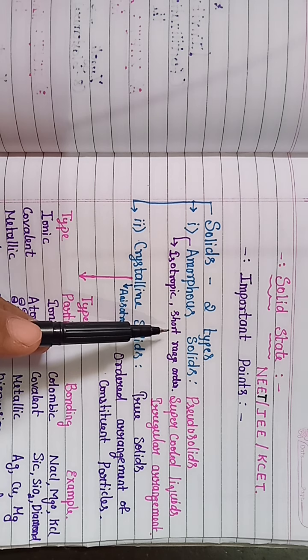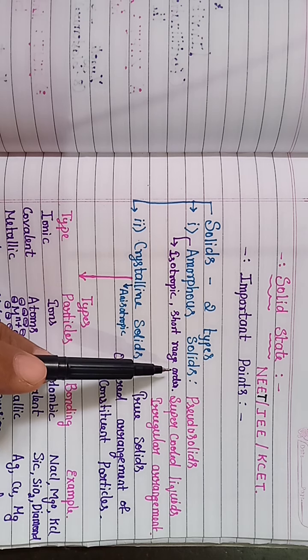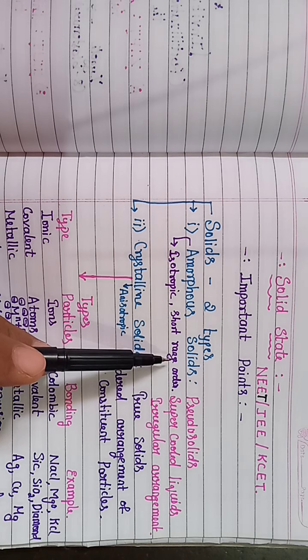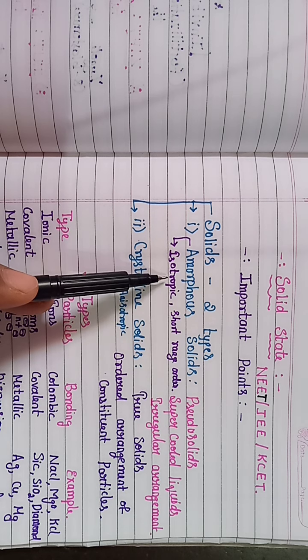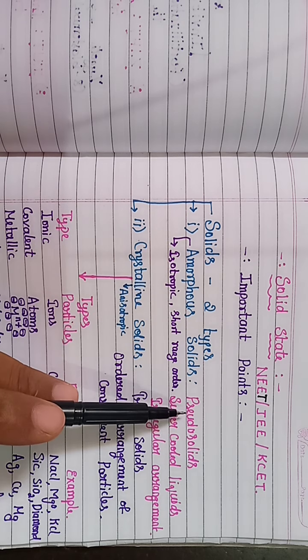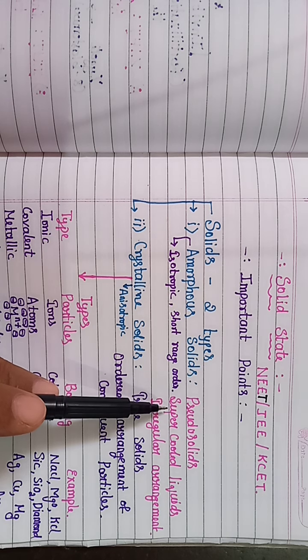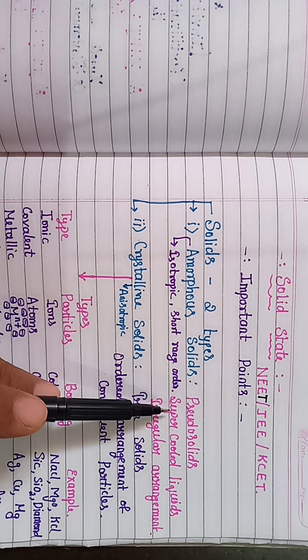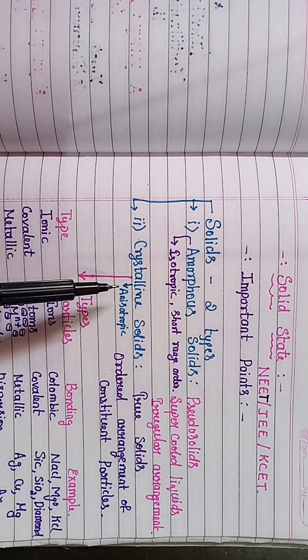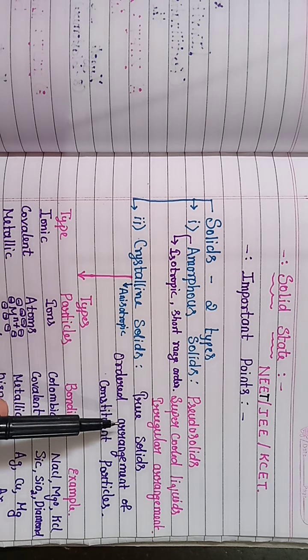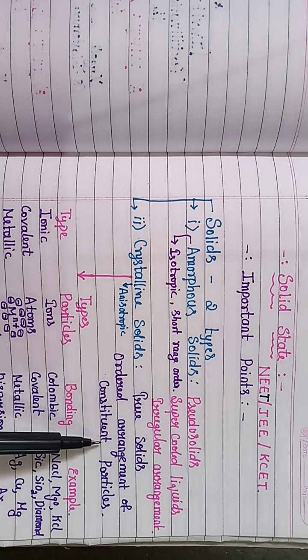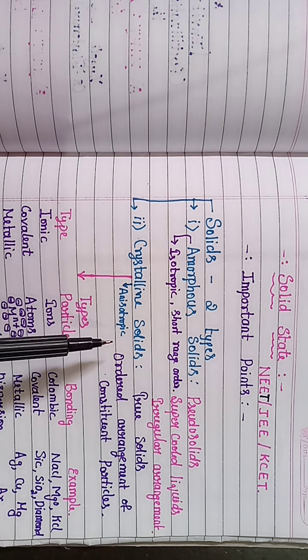In amorphous solids we can find short range order in terms of constituent particles. Because of that they show anisotropy. They are also called pseudosolids because the constituent particles do not show long range order. Amorphous solids are also called supercooled liquids. And crystalline solids are called true solids because there is an ordered arrangement of constituent particles, and they are anisotropic in nature.